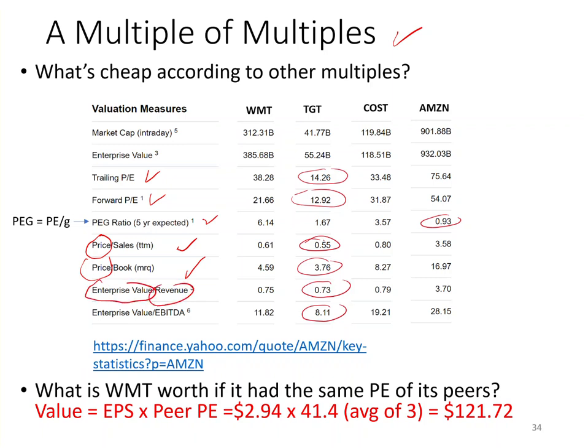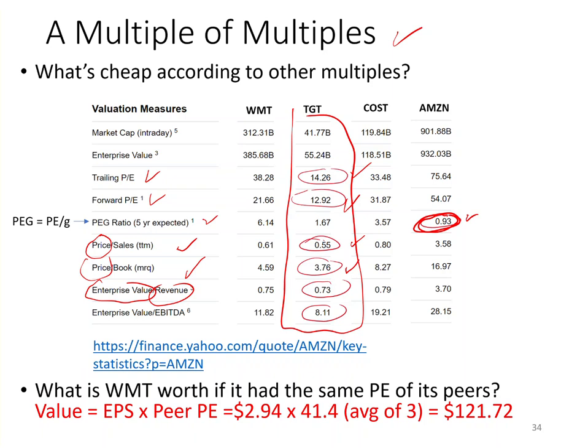When I look at all these multiples, it's clear Target's cheap. Using trailing PE, forward PE, price per sales, price per book, and so on. The only one that Amazon stands out for is when you control for growth, Amazon actually looks like the cheapest. Okay, well, that tells me maybe there's something in Amazon.